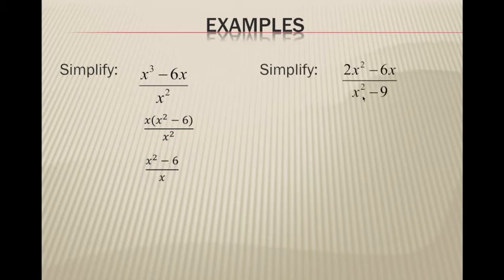Okay, so here, I can factor out a 2x. So that becomes x minus 3. And then on the bottom, this is a perfect square binomial. So then that becomes x plus 3 and x minus 3. And then now the x minus 3 cancel out, leaving me with 2x over x plus 3.